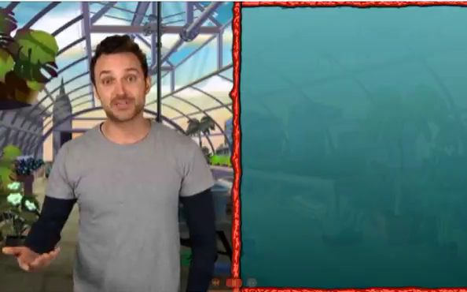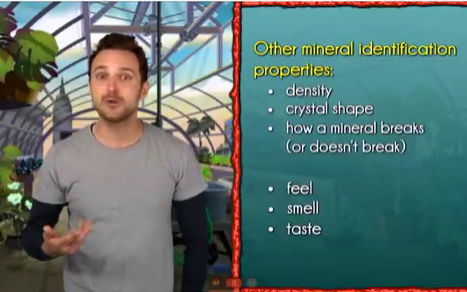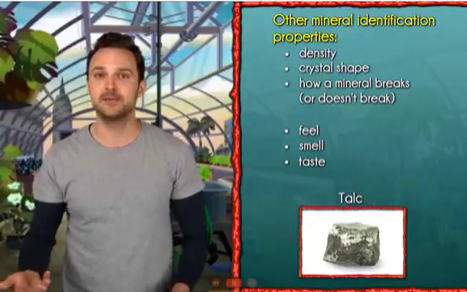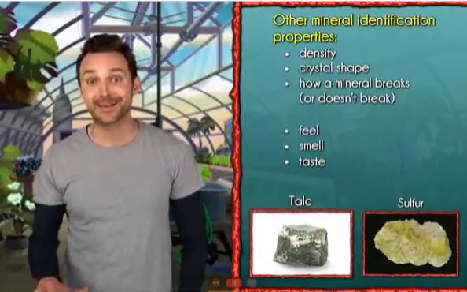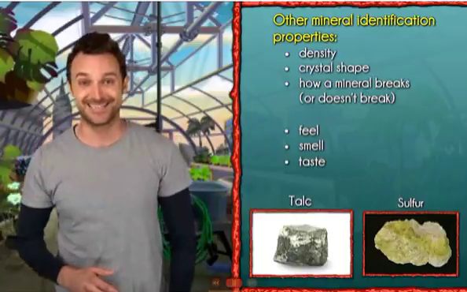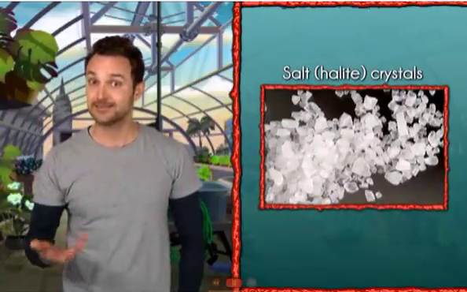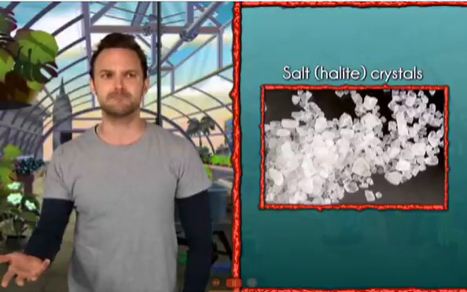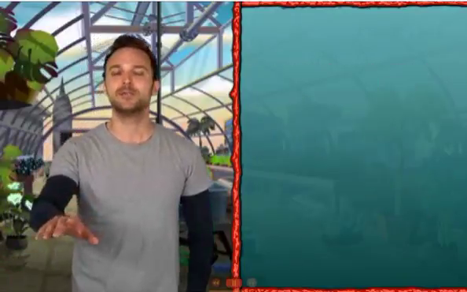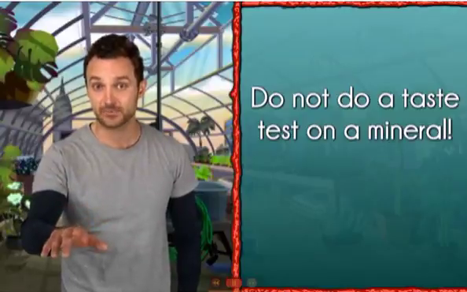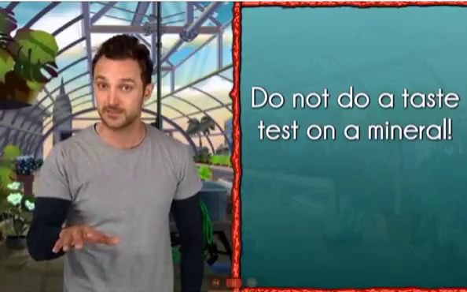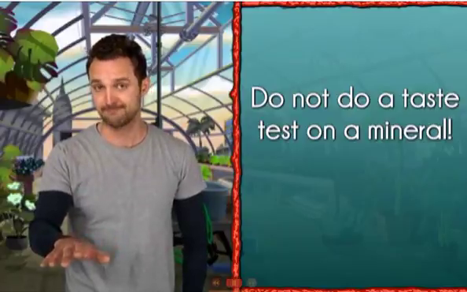Also, some minerals have a distinctive feel, smell, or even taste. For example, talc is slippery. Sulfur minerals smell like rotten eggs. If you've ever been around a sulfur plant, you know how stinky this is. And halite tastes like table salt because, well, it is table salt. By the way, you should never do a taste test without checking with a teacher first, because some minerals are poisonous, or at least may have a lot of germs on them.